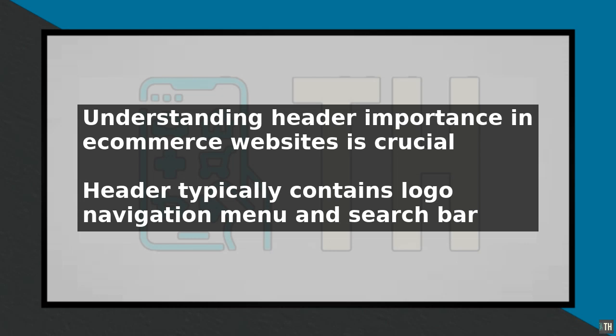The header is typically where your logo, navigation menu, and search bar are located, while the footer contains secondary information such as contact details, social media links, and copyright information.